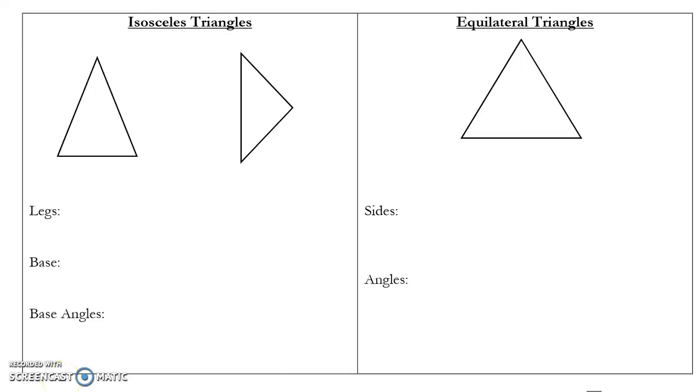This video is to focus on the differences and the similarities between isosceles triangles and equilateral triangles. More specifically, how do I apply their properties? In the isosceles triangle, you need to recognize that we have two legs, one base, and two base angles. My legs are my congruent sides.